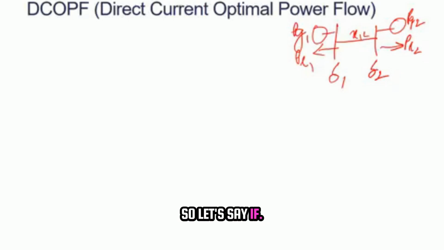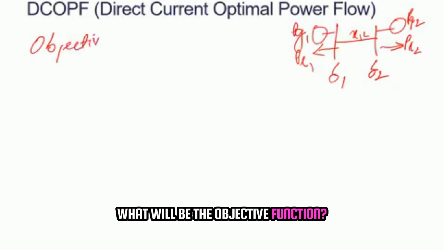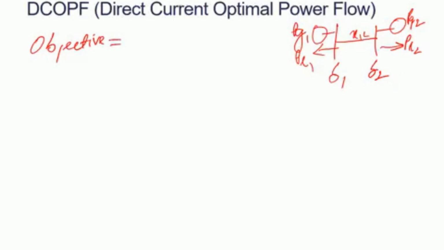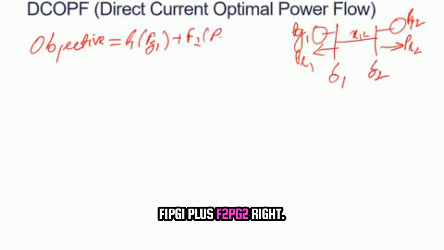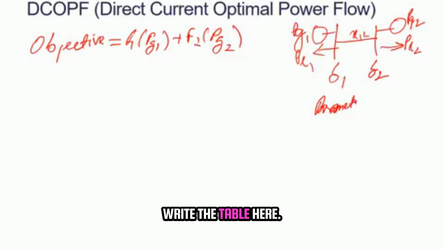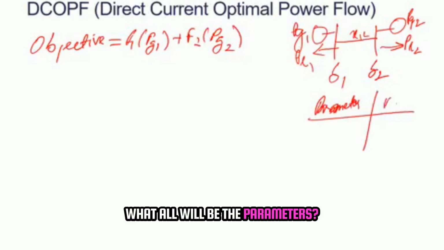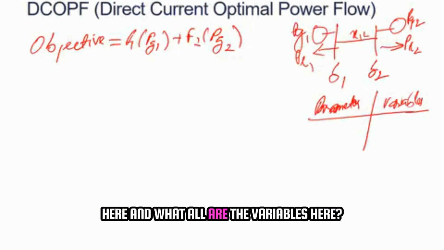Can anybody volunteer and tell me what will be the objective function? Let's say the objective is linear. Let me write it down: F1 Pg1 plus F2 Pg2. Before we go ahead, let me write the table here, what all will be the parameters and what all will be the variables, so you can help me with this. Can you tell me what the parameters and the variables are here?